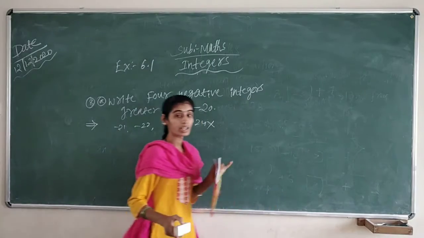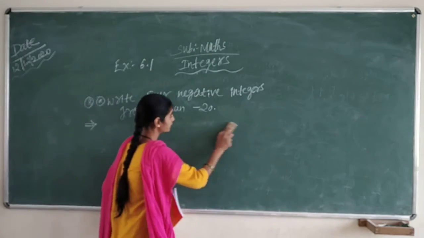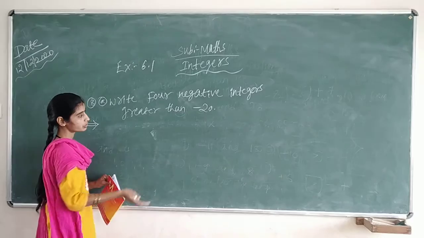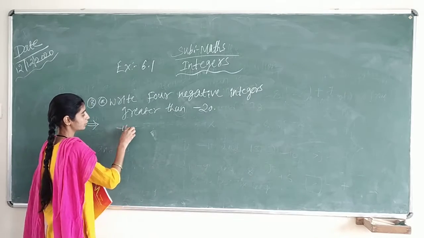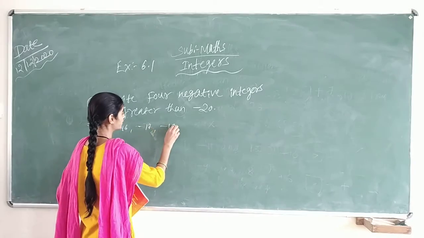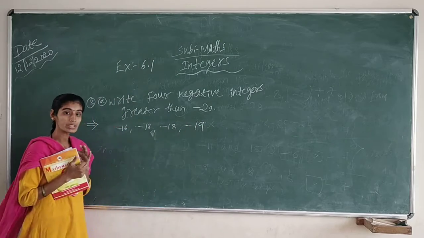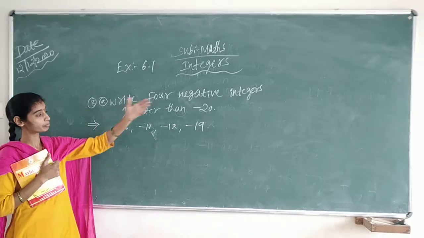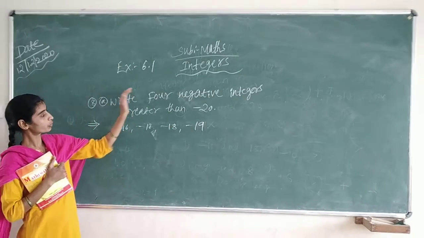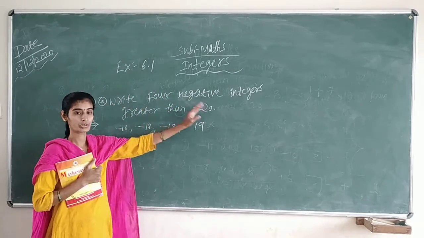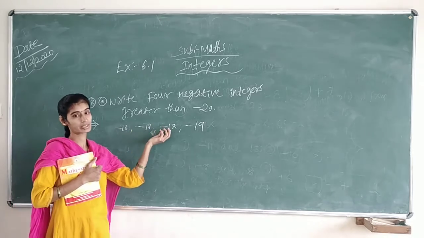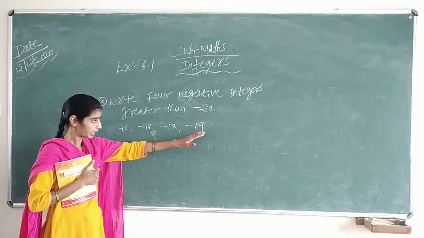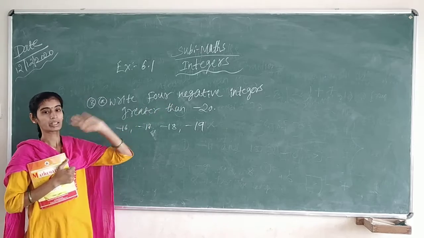What have they said? They have said to write 4 integers that should be greater than minus 20. Greater than minus 20 means you can start with minus 16, minus 17, minus 18, minus 19. So these 4 will be considered. Not only these 4, you can take minus 1, minus 2, minus 3, all will be greater than minus 20. From minus 1 to minus 19, all will be greater than minus 20.